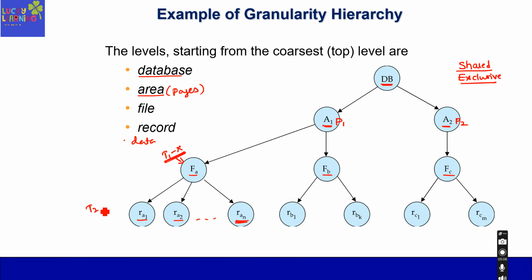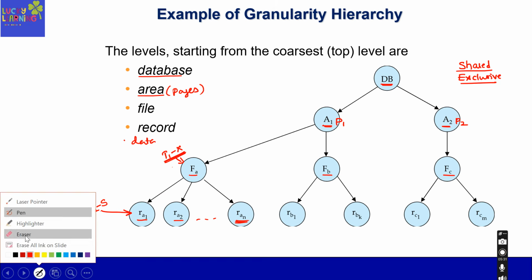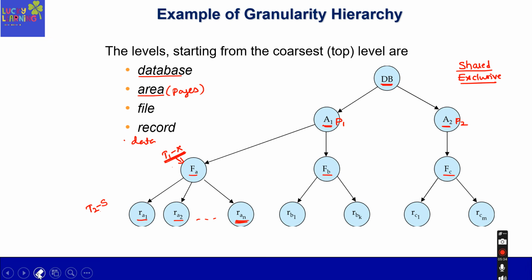After that, suppose T2 wants to lock RA1 in shared mode. But RA1 is already locked by T1 in exclusive mode implicitly, and no information is there with RA1. Because no information is there with RA1, T2 takes a lock on RA1, which is already locked by T1 in exclusive mode. Now T2 locking in shared mode causes a conflict, so the lock for T2 on RA1 should not be allowed in shared mode. T2 should wait.